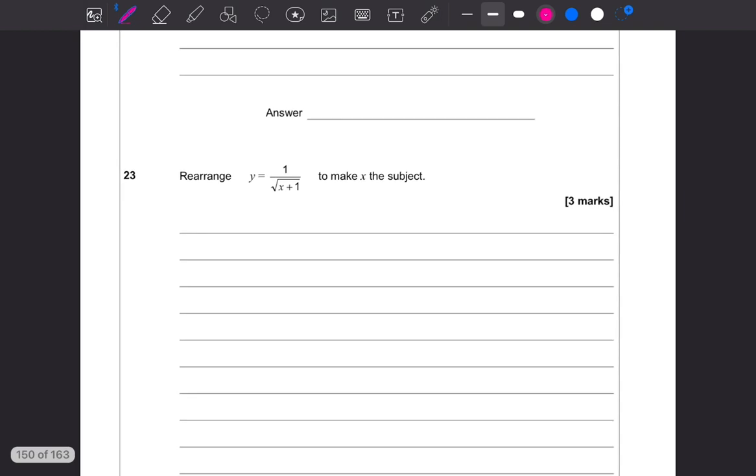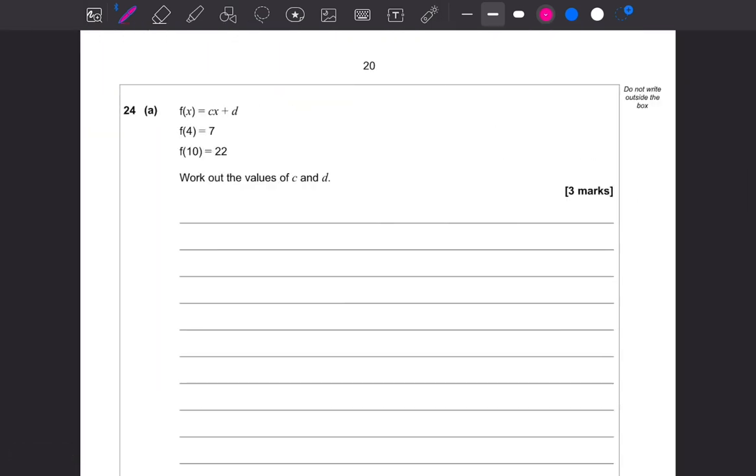Rearrange this to make x the subject. So we'll reciprocate both sides. We'll have x plus 1 square rooted is equal to 1 on y. And square everything. x plus 1 is equal to 1 on y squared. And then we'll take away 1. So x is equal to 1 on y squared minus 1.